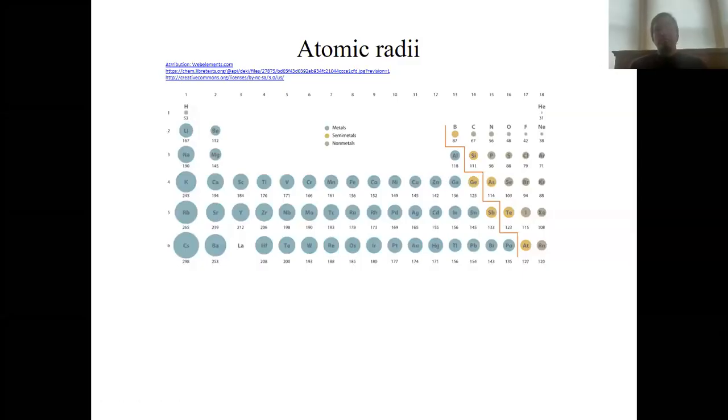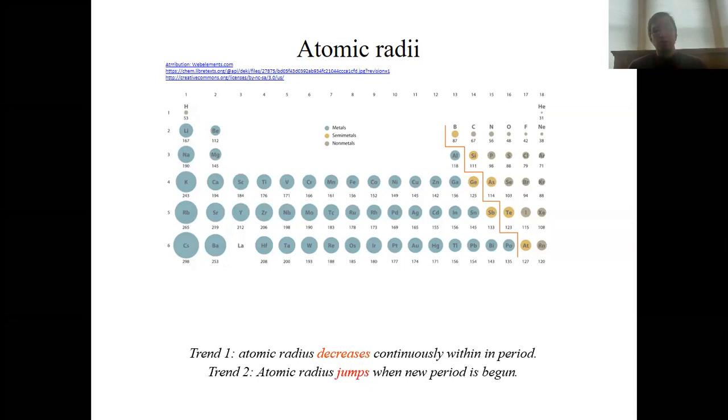Okay, let us continue with the periodic properties of the atoms. In the last class, we already discussed the atomic radii, and we saw that there are actually three trends. The first one is that the atomic radius decreases continuously within the period. The second one is that the atomic radius jumps when a new period is begun. And the third one is that the atomic radius increases down a group.